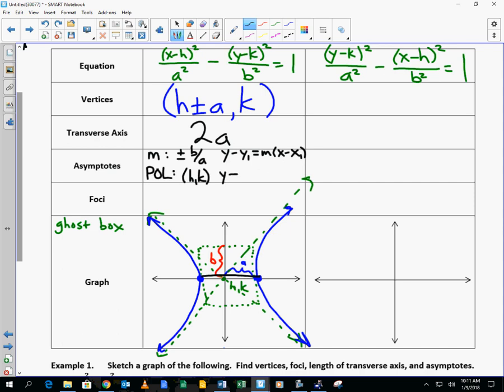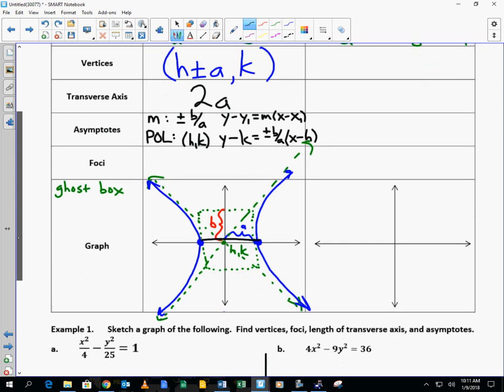It will be y minus, what is my y1 value? k, equals, what's m? Times x minus, what is x1? h. And that is then the equation for our asymptotes. Looks pretty involved, huh? Now, I will not make you put it in slope-intercept form, because we have the plus or minus b over a, so you can just leave it like that.